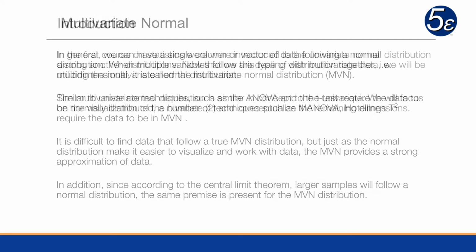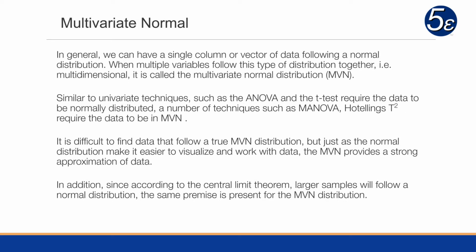remaining dimensions. In general, we can have a single column or vector of data following a normal distribution. So consider class grades. Everyone focuses on what the bell looks like, what the mean is, what the standard deviation is. And this gives a student an idea of where they fall within the class. They're utilizing that concept of the bell curve or the normal distribution and the mean to relate to where they are. When multiple variables follow this type of distribution, that is, that it's multidimensional, it's called multivariate normal distribution.